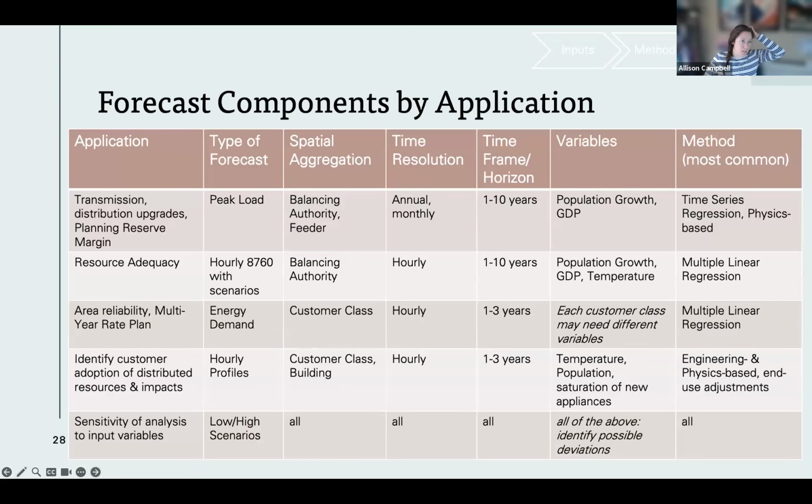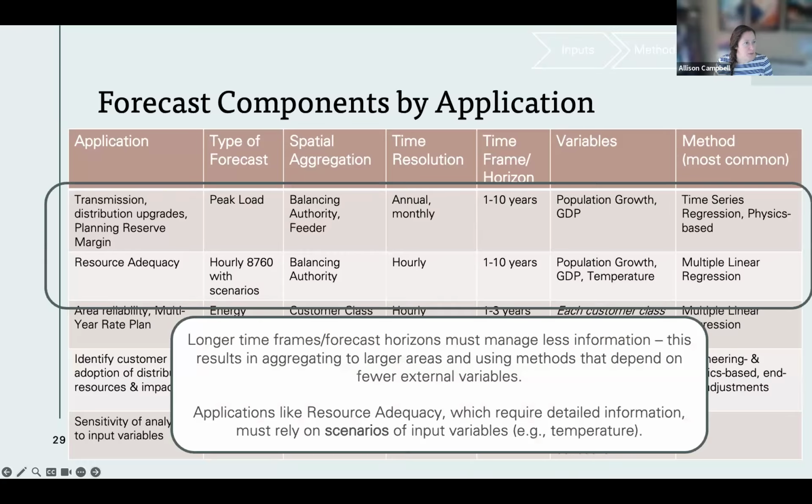And then, so finally, let's go through some forecast components by their application. I'm not gonna read all of these in detail, but I'm gonna call out a few, and then I think folks have the slides, so you can read these in greater detail.